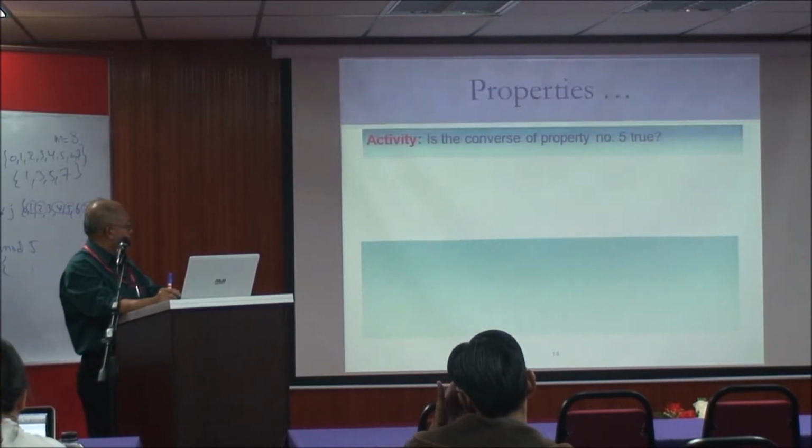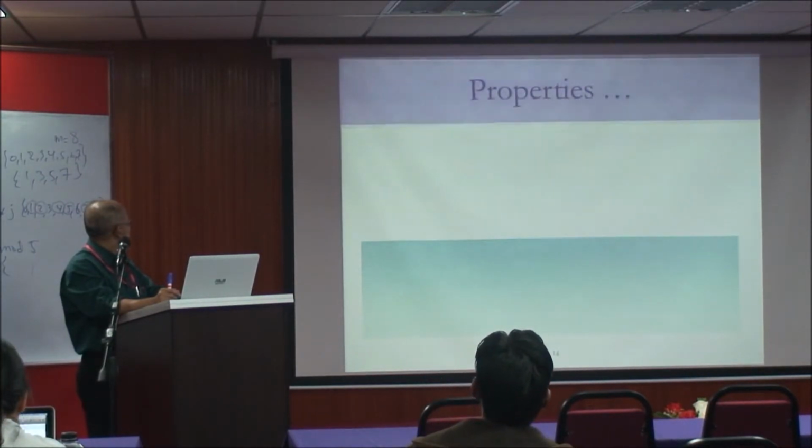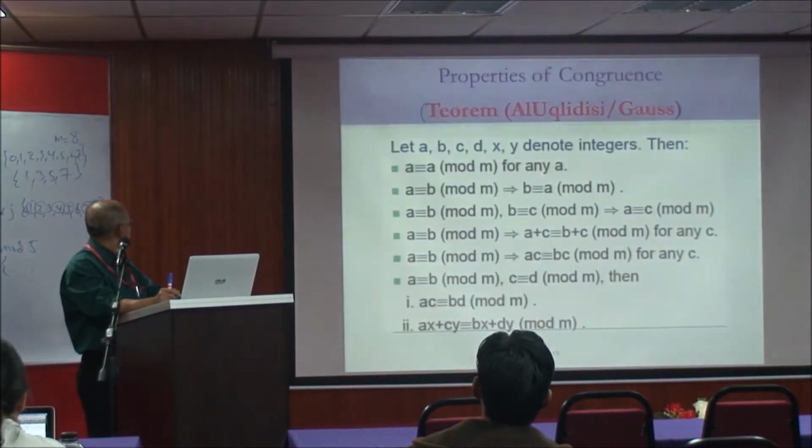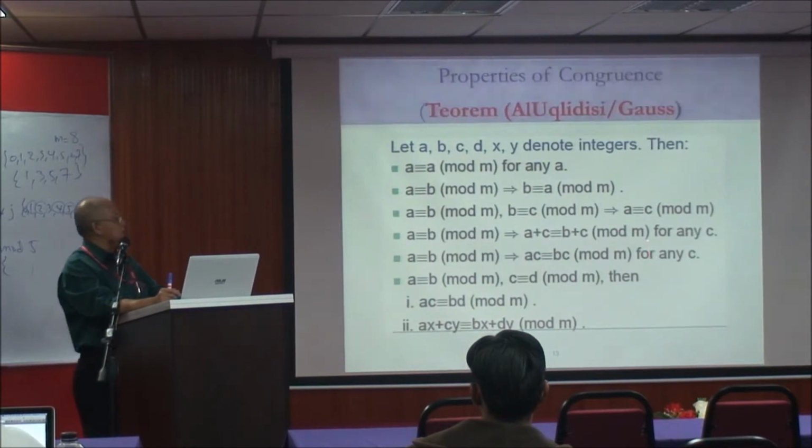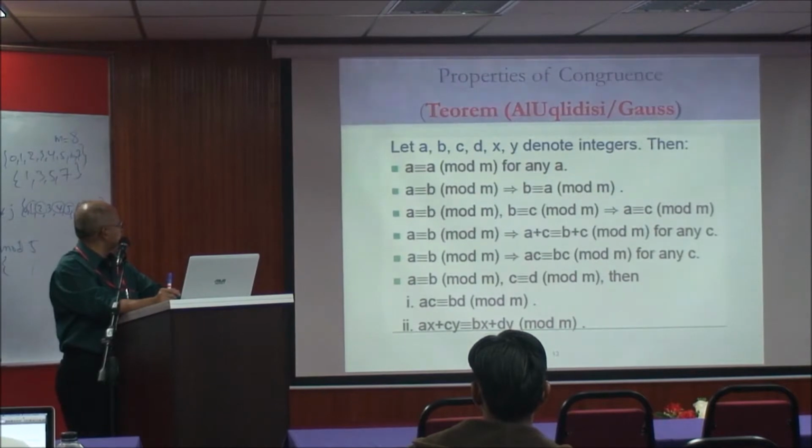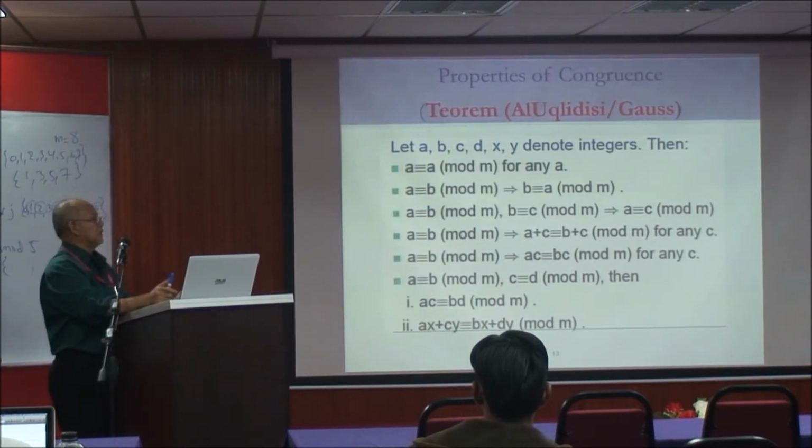Okay, let's look at one of the properties, which is number 5. So A congruent to B, mod M, implies AC congruent to BC, mod M. So the question is, is the converse true? Meaning that if you have AC congruent to BC, mod M, can you cancel out C so that you get A congruent to B, mod M? Can you do that?